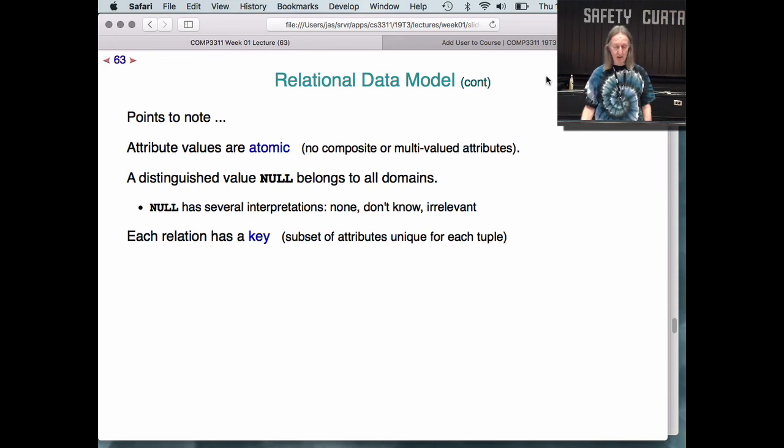Attribute values must be atomic, so there are no composite and no multi-valued attributes. Interesting. The ER model allows us to specify that we do have multi-valued attributes. How are we going to represent that in the relational model? You'll see next time.